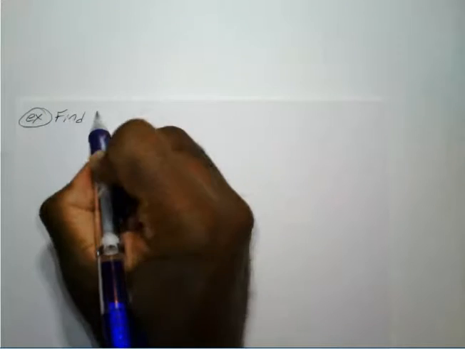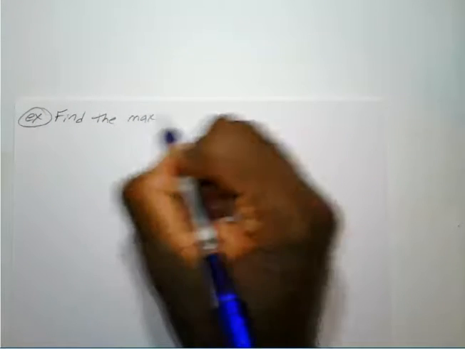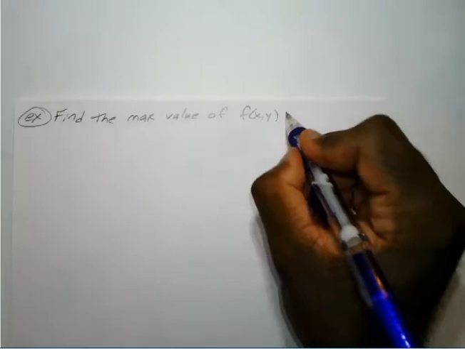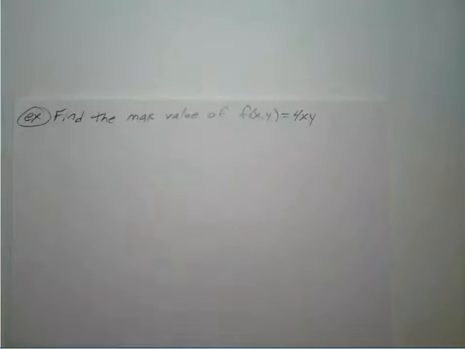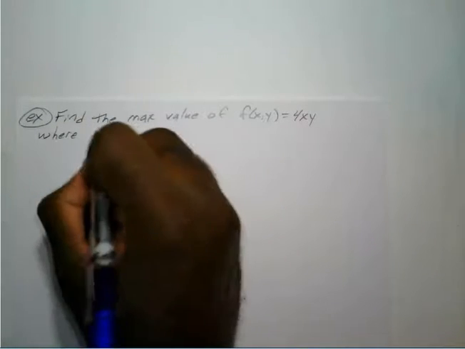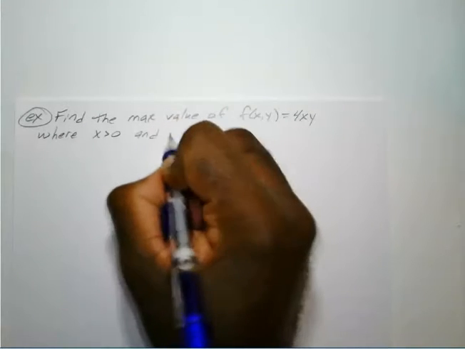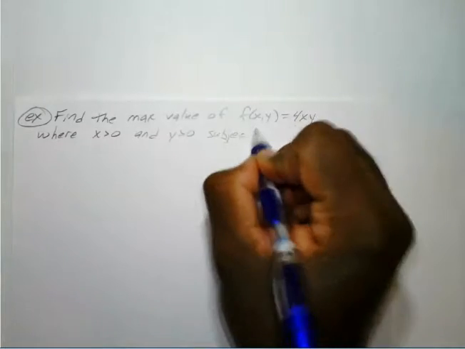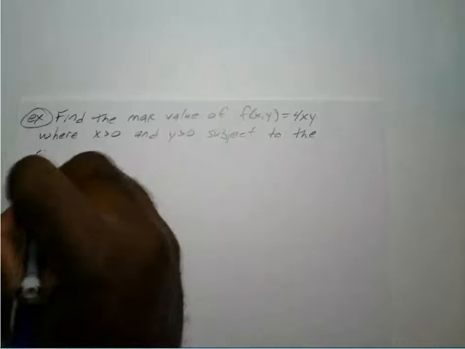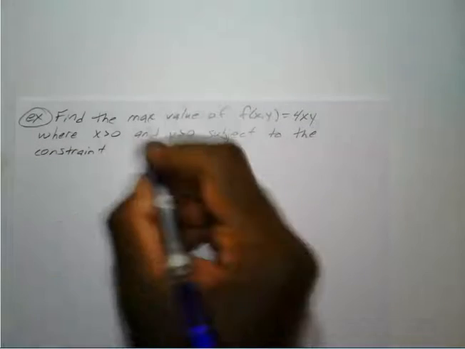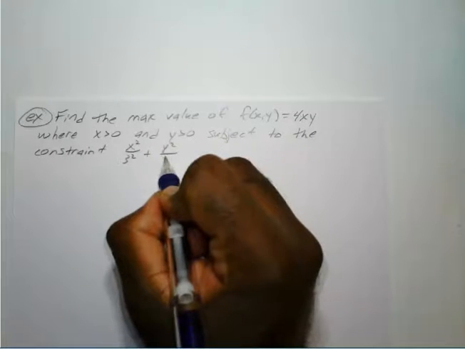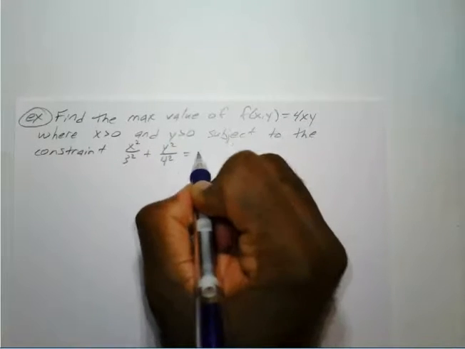Okay, so for example, if we wanted to find the max value of f of x, y equals 4xy, where x is positive and y is positive, subject to the constraint of x squared over 3 squared plus y squared over 4 squared equals 1.